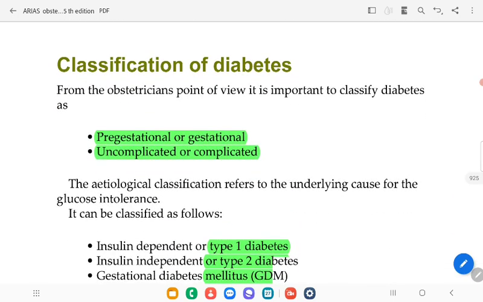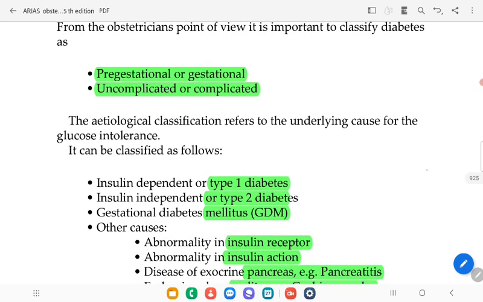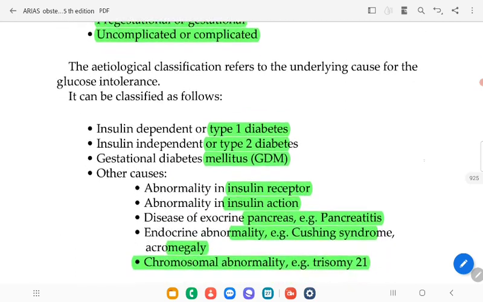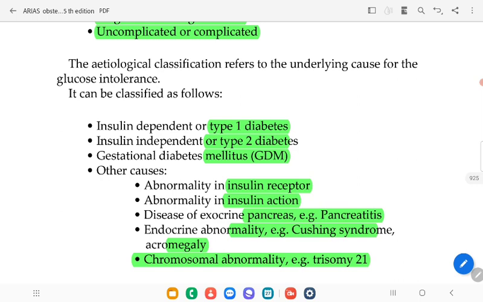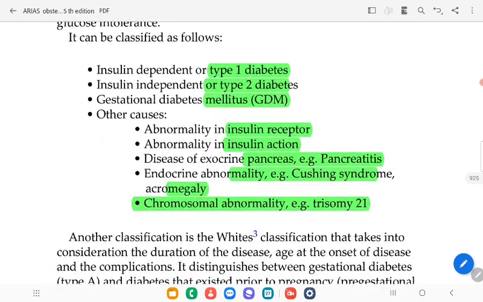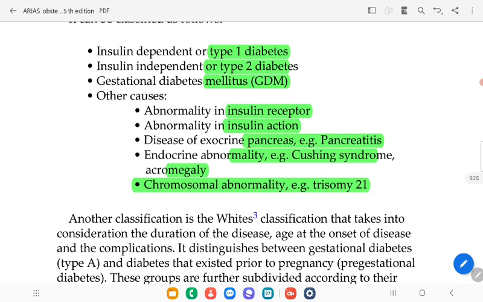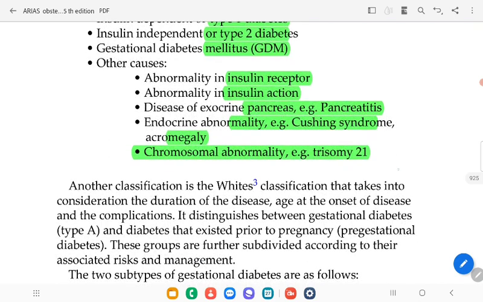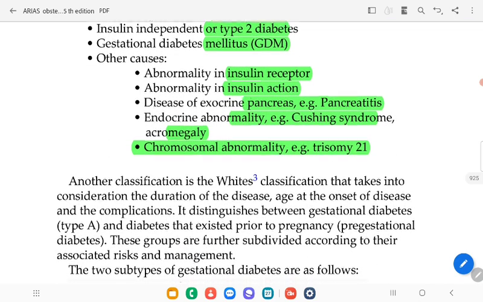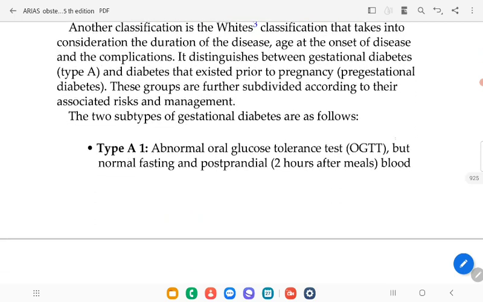The classification of diabetes: pre-gestational or gestational diabetes, uncomplicated or complicated diabetes mellitus. It can be classified as insulin dependent, type 1, or insulin independent, type 2. It can be gestational diabetes mellitus. Other causes include abnormality in insulin receptor, abnormality in insulin action, disease of the exocrine pancreas, for example pancreatitis, endocrine abnormality, for example Cushing syndrome, acromegaly, and chromosome abnormality, trisomy 21.